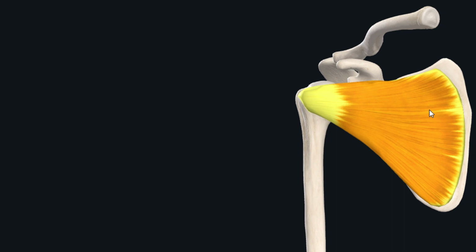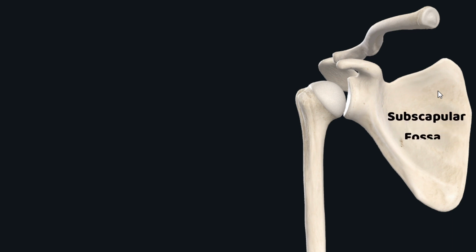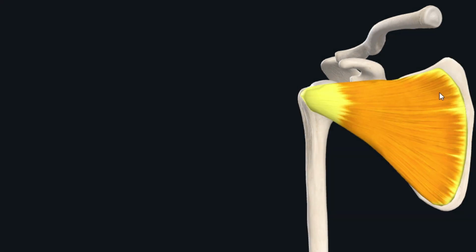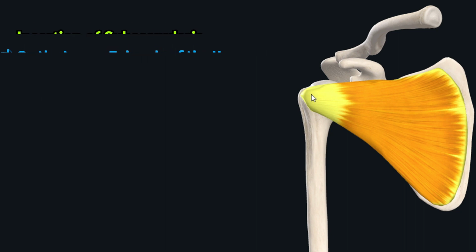So the subscapularis muscle originates from the subscapular fossa of the scapula. The subscapular fossa is this shallow area on the ventral aspect of the scapula. And after origin from the subscapular fossa, the fibers of the subscapularis muscle travel a bit superolaterally towards the humerus and insert here on the lesser tubercle of the humerus.